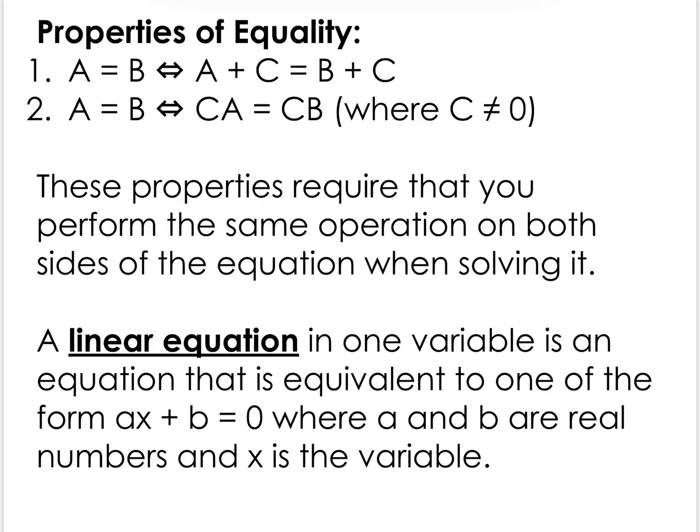A linear equation in one variable, meaning there's only one unknown in the problem, is an equation that is equivalent to one of the form ax plus b is equal to 0, where a and b are real numbers and x is a variable. So any linear equation we can make go into this form.